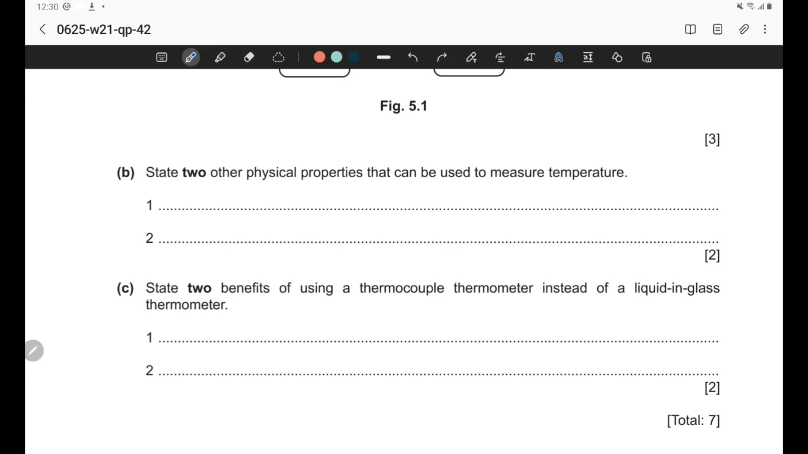Part B. State 2 other physical properties that can be used to measure temperature. So one of the physical properties we are using in liquid in glass thermometer, we can write here, that is the expansion of liquid. This property we can use to design a thermometer. An example is liquid in glass thermometer. And another factor which changes with temperature is electrical resistance, and example is thermistor. So these are the different physical properties that change with temperature.